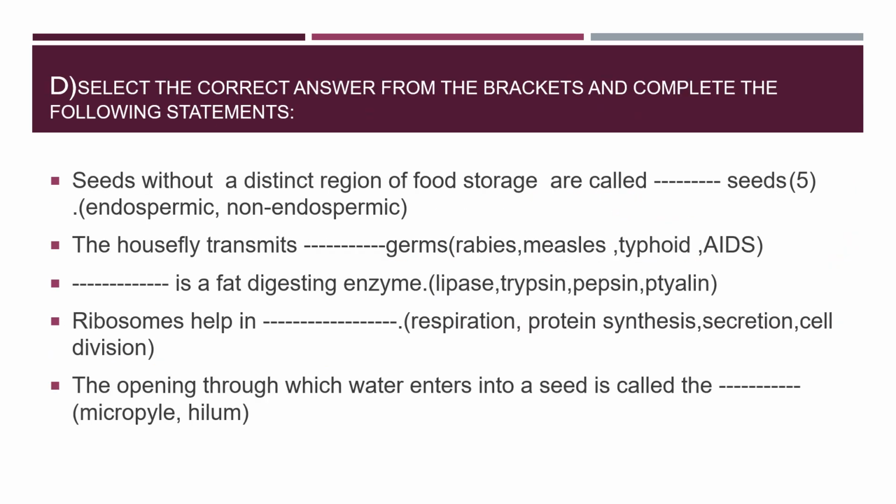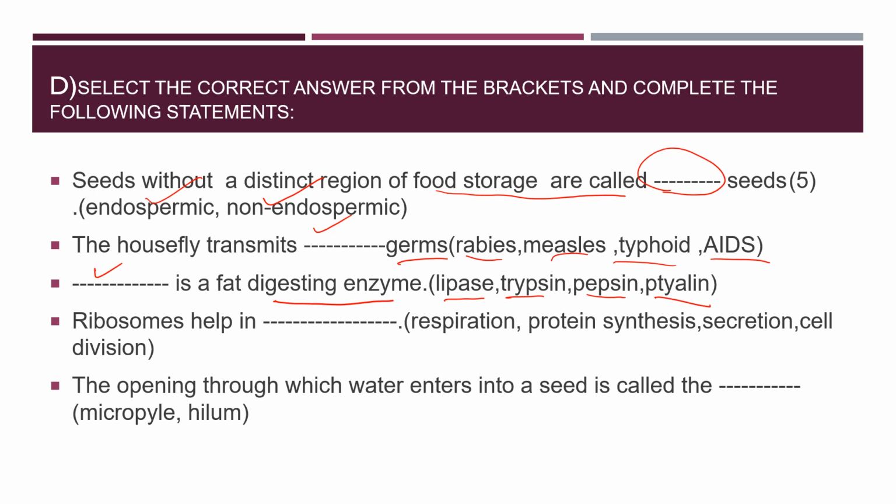Next comes select the correct answer from the brackets and complete the following statement. So seeds without a distinct region for food storage are called dash seeds. So you are supposed to write whether they are called endospermic or non-endospermic. That is, choose the correct answer. The housefly transmits dash germs. So which germs is the housefly transmitting? Dash is a fat digestive enzyme: lipase, trypsin, pepsin or ptyalin.